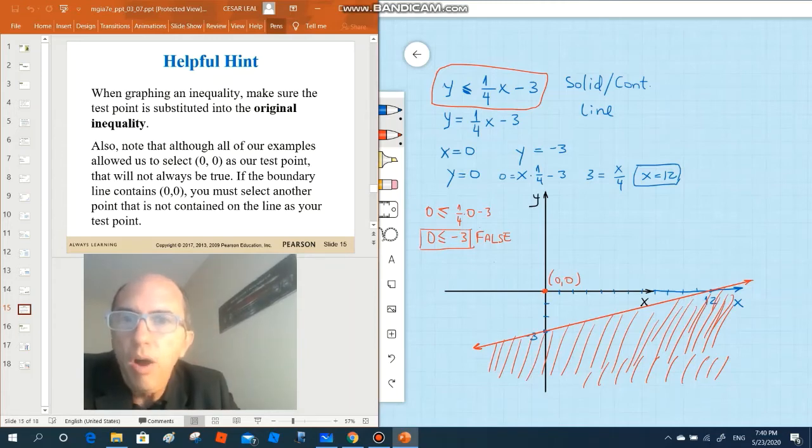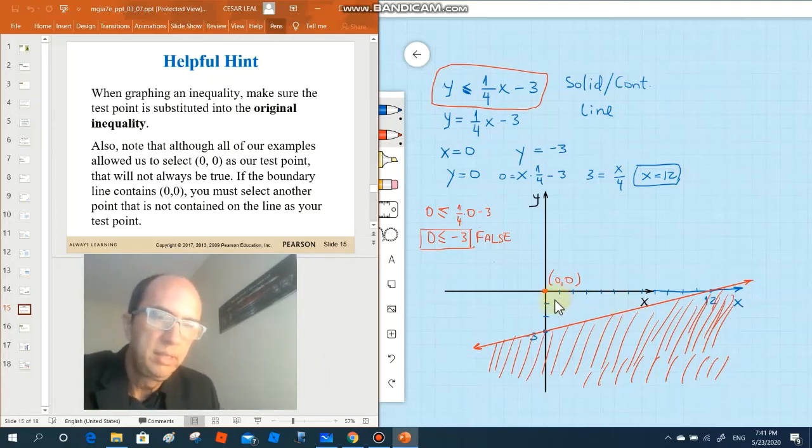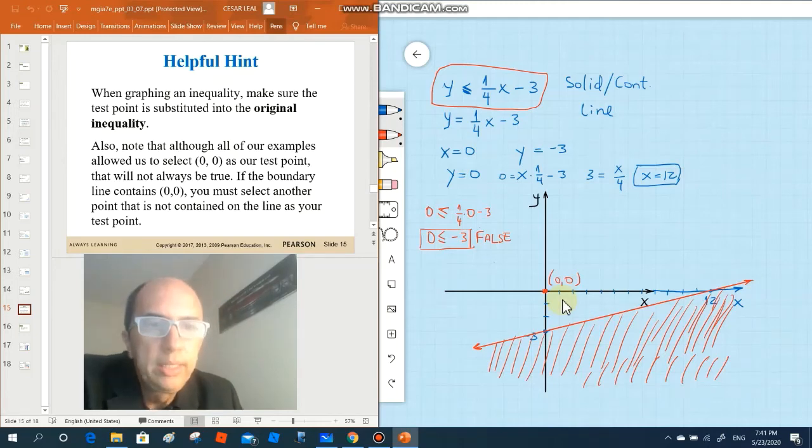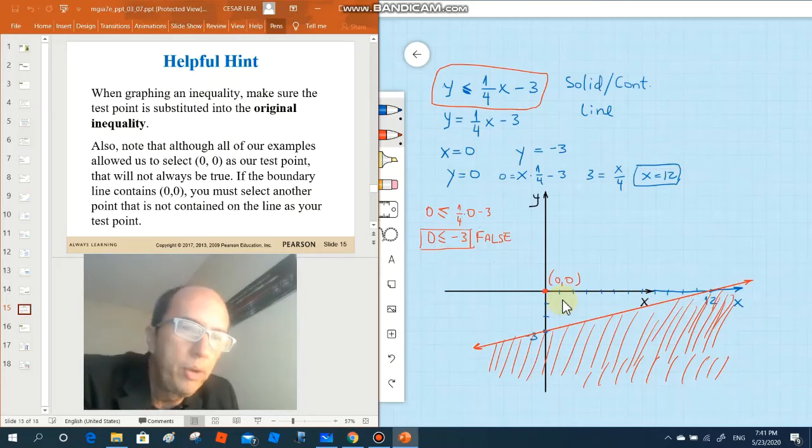Note that although all of our examples allowed us to select (0, 0) as our test point, that will not always be true. If the boundary line contains (0, 0), you must select another point that's not contained on the line as your test point. You can use any point at all, as long as it's not on the boundary line.